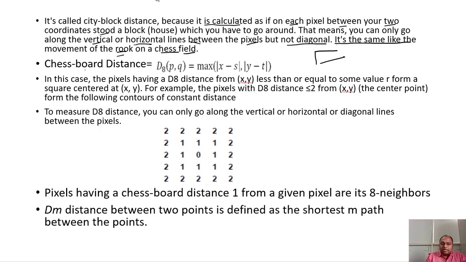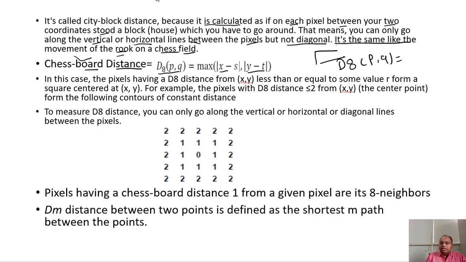Okay, now let us understand what is chessboard distance. Let us understand chessboard distance, and that is called D8. Remember that whenever you find the D8 of p comma q, it is nothing but the chessboard distance. Okay, fine. So what is the formula for that? It is the maximum of the subtraction of x coordinates comma subtraction of y coordinates. Are you getting it? So the maximum value of the subtraction of x coordinates and the subtraction of y coordinates of that particular pixel.